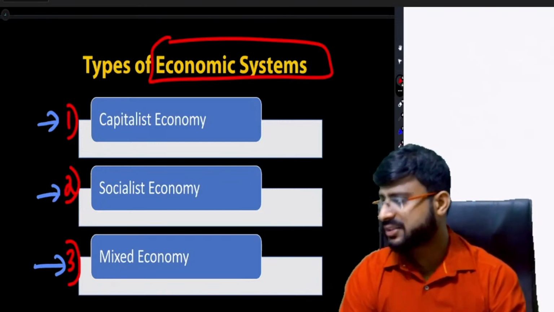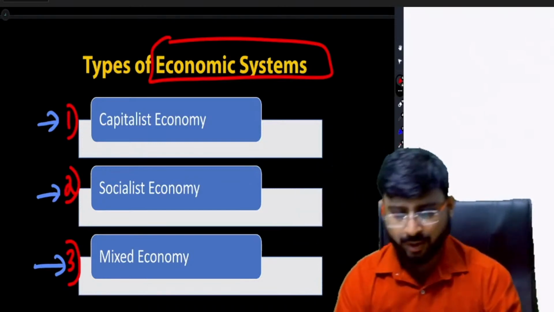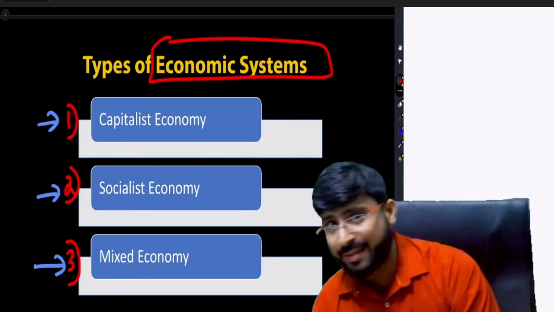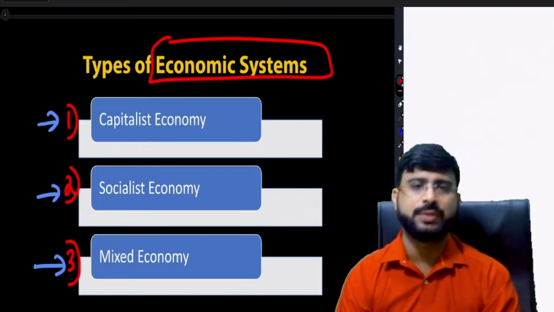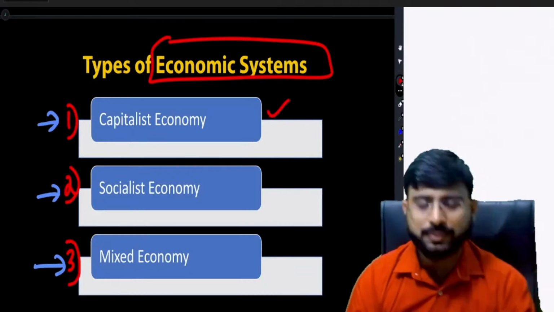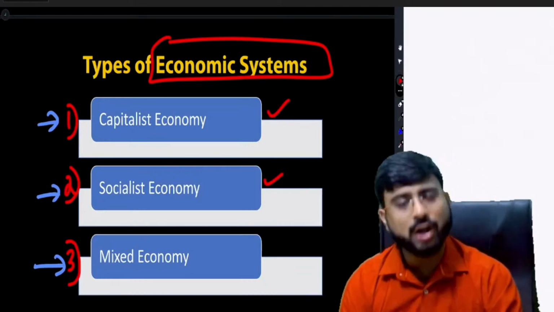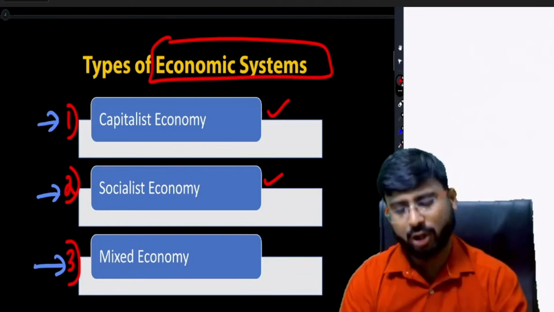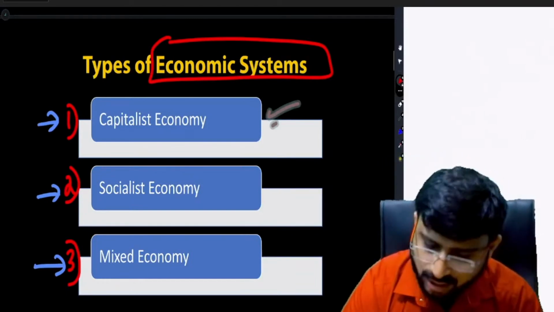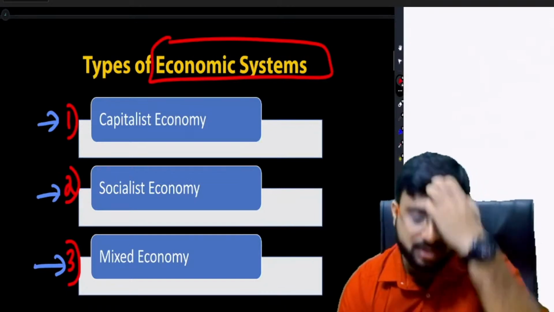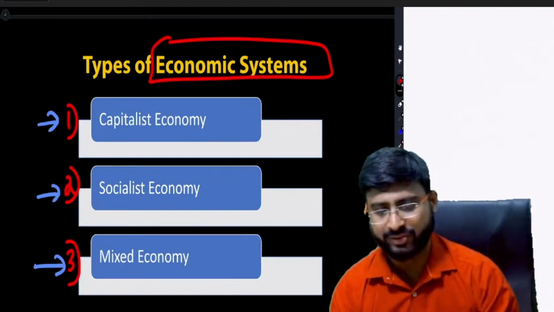So let's discuss, everyone. And yes, we will solve MCQs. Don't worry. Number one, there are three types of economic systems: capitalist economy, socialist economy, and mixed economy. Everyone, I repeat, capitalist economy, socialist economy, and mixed economy.